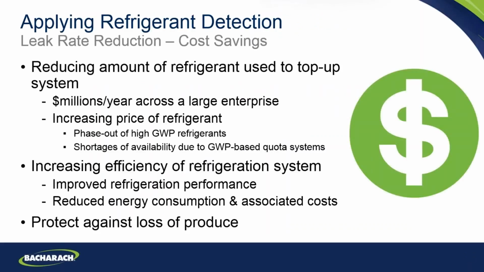So if we look at applying refrigerant detection in applications where we're really focusing in on leak rate reduction, cost savings really come high up the list in terms of the benefits there. Across a large enterprise, for example, a large grocery chain, the cost of refrigerants used to top up systems can stretch into millions of dollars per year. Reducing the amount of refrigerant needed to top up a system by detecting leaks and keeping it in can be a very, very significant cost saving.